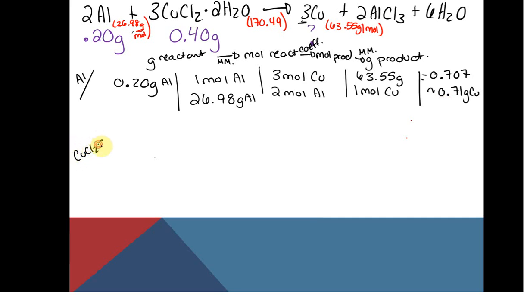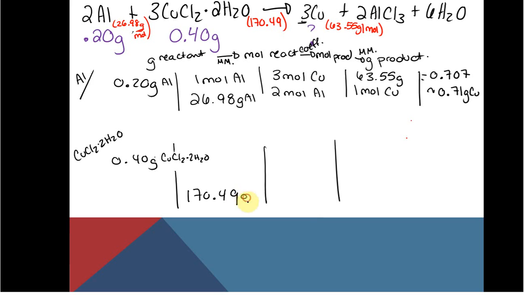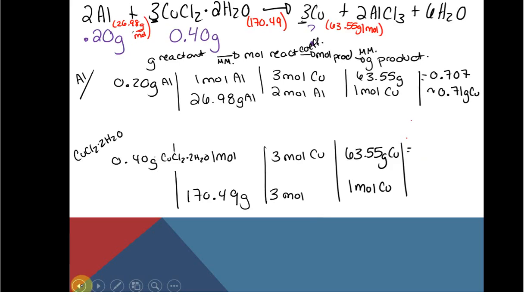Now let's do it with our copper 2 chloride dihydrate. For this, if we started with 0.40 grams copper 2 chloride dihydrate, we know every time we have 170.49 grams of that guy, we've used or reacted 1 mole. According to our equation, if we react 3 moles of this, we are going to produce 3 moles of copper. And producing 1 mole of copper is going to give us 63.55 grams of copper. Oops. So if we plug this into our calculator, now we have 0.4 times 1 times 3 times 63.55 divided by 3 and divided by 170.49.